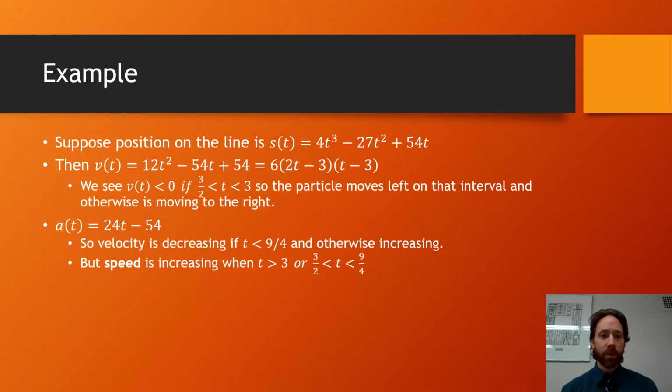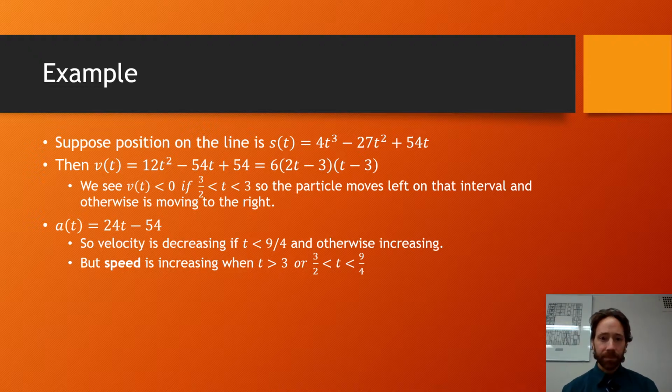Taking one more derivative, we can find the acceleration, and we can see the acceleration is negative when t is less than 9/4, and otherwise the acceleration is positive. So it's easy to talk about the velocity. Velocity is decreasing when acceleration is negative, and otherwise increasing. But the speed is only increasing if acceleration and velocity are the same sign.